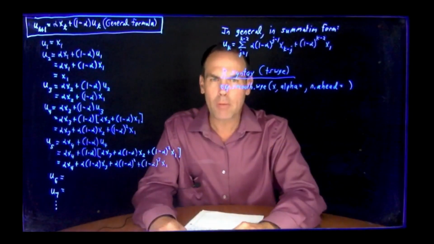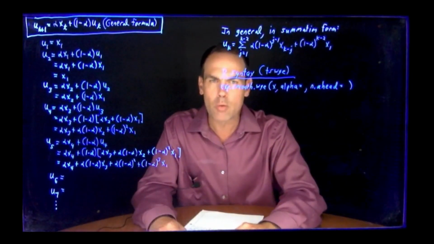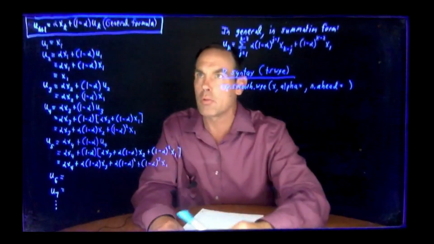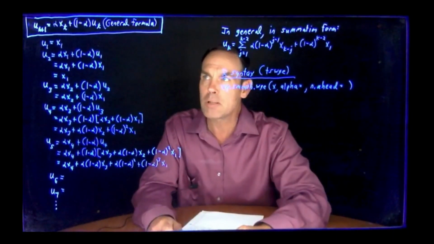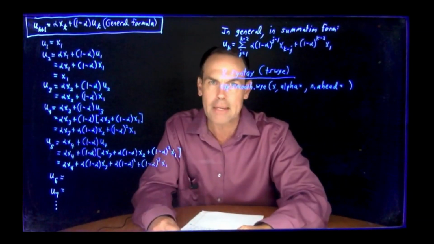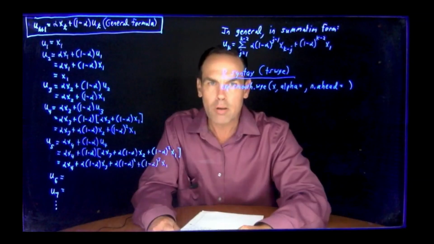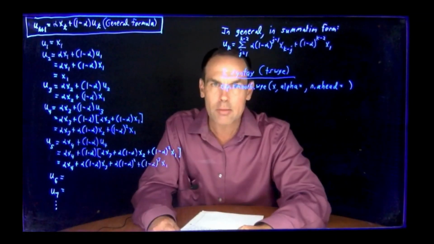Okay, let's pick up where we left off on the last light board. Remember, we were talking about the recursive general formula for exponential smoothing. And it looked like this at the top here. I've rewritten the formula: u sub t plus 1 equals alpha x sub t plus 1 minus alpha times u sub t.